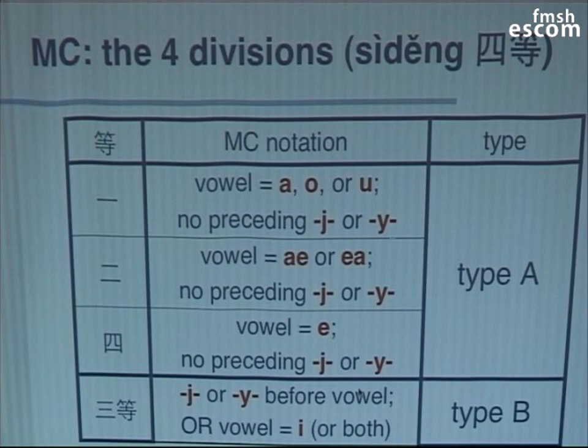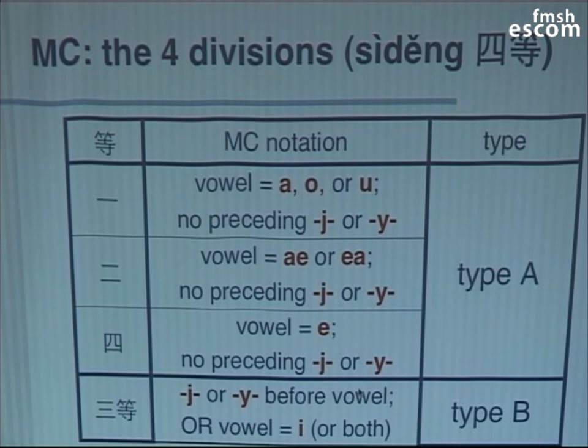So if it has a vowel A, O, or U, and there's no J or Y in front, then it's division 1. All of the division 2 words have either EA or AE, and if it has one of those without a Y or J in front, then it's division 2. If it has the vowel E, all of the division 4 words have the same main vowel E, and as long as it's not preceded by a Y or a J, then that also will be division 4, and therefore type A. Then the other type, type B, is identified.